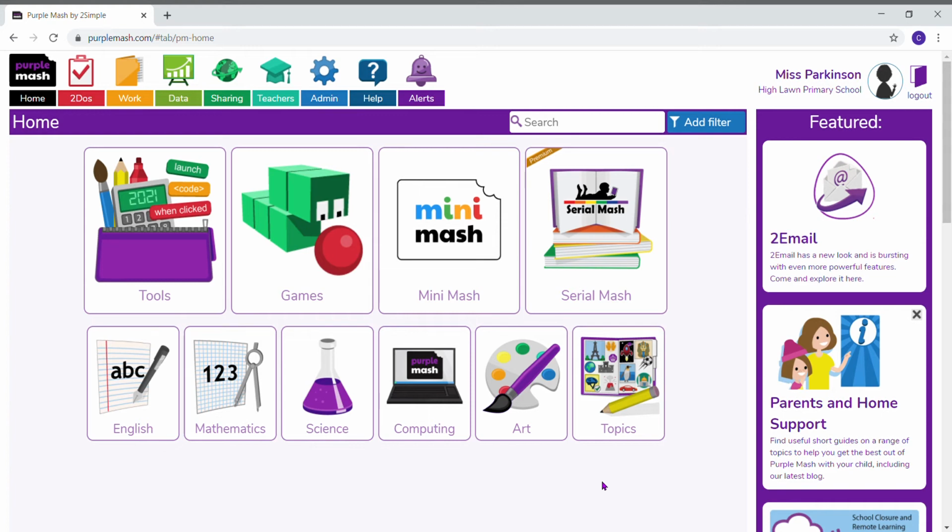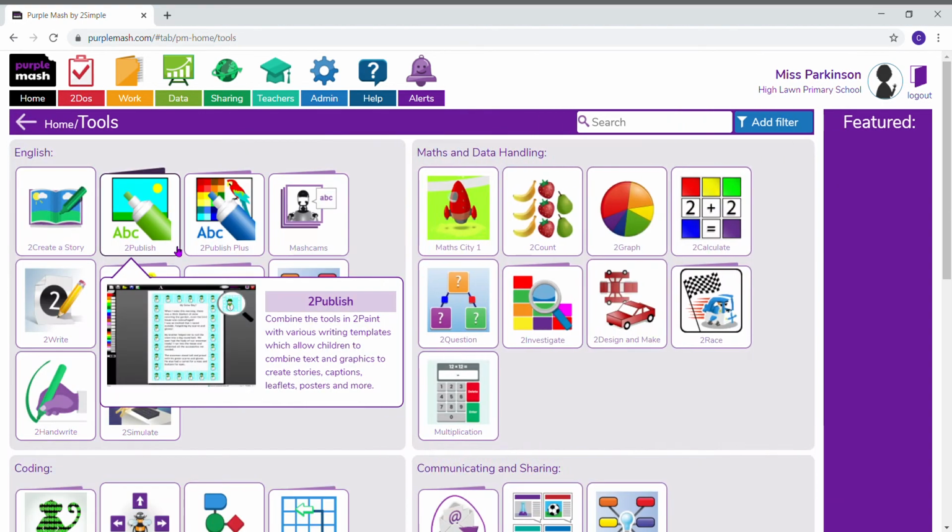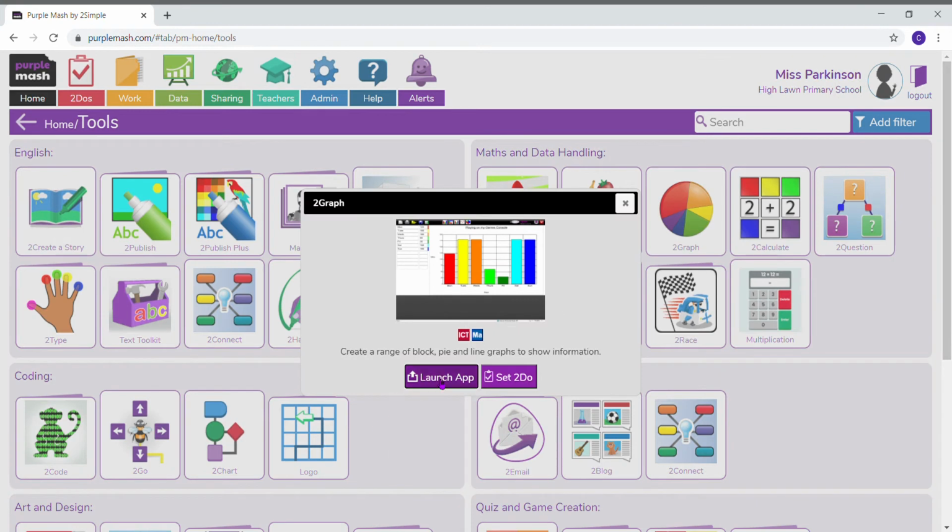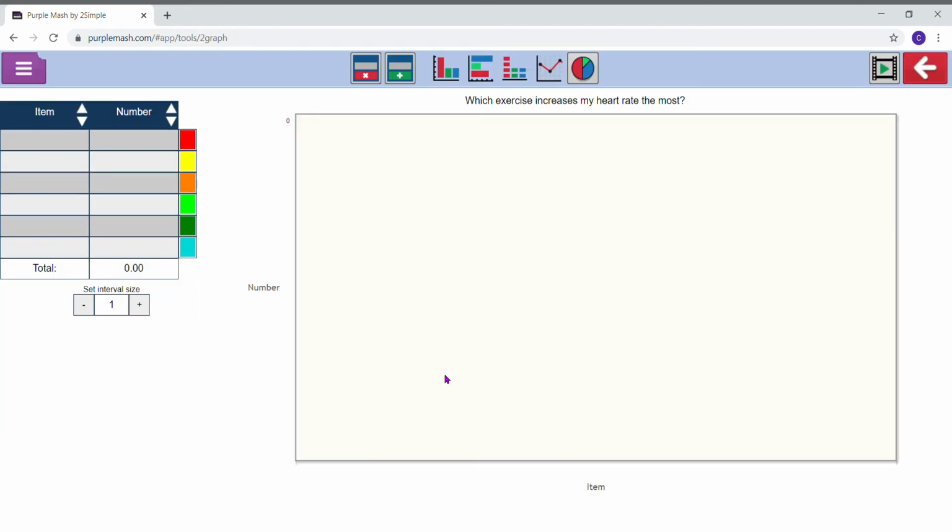Now I'm going to set you a few tasks to do with this. So the first one is I want you to represent your data in a graph, okay? Now I'm going to set it as a to-do on Purple Mash. So when you log in and go into your to-dos, it will be there. And I want you to represent it as a line graph, okay? Now, at the top here are all your different graphs. You need to make sure you're on the line graph, okay?